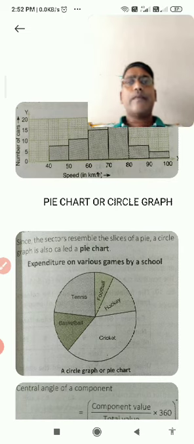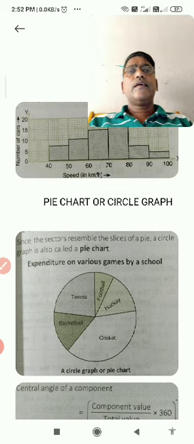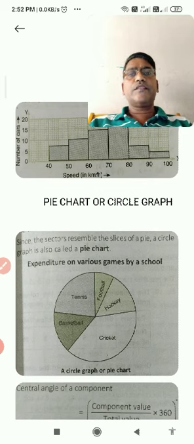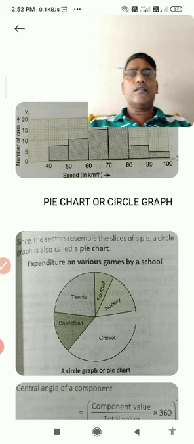Just one example I am giving. This is not the question. You see, expenditure on various games by a school. Here they are spending on tennis, football, hockey, cricket and basketball. So like this the circle is divided into different parts. So such a type of graph is called a pie chart. We are interpreting the data in this form also.